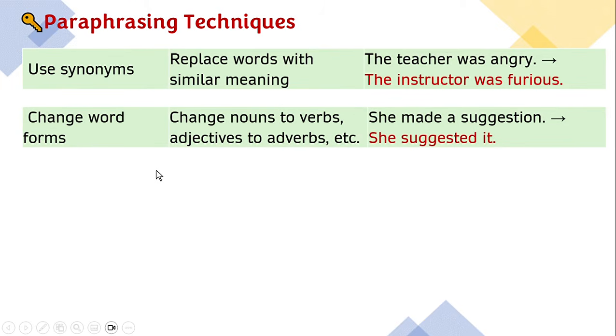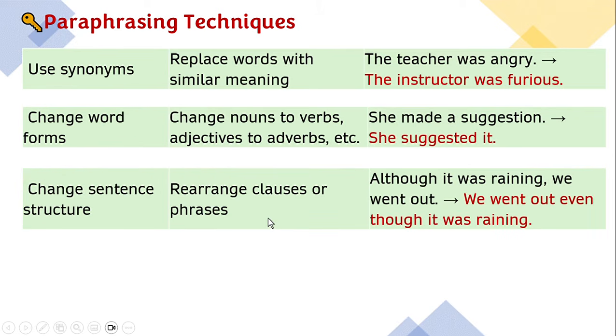A second technique is to change the word form, or part of speech. We can change nouns into verbs or verbs into nouns. We can change adjectives into adverbs, and nouns to adjectives or adjectives to nouns, and so on. One example is: she made a suggestion. Suggestion here is a noun. This can be paraphrased to: she suggested it. We change the noun, which is suggestion, into a verb, which is suggested. And this is in the past because made is in the past.